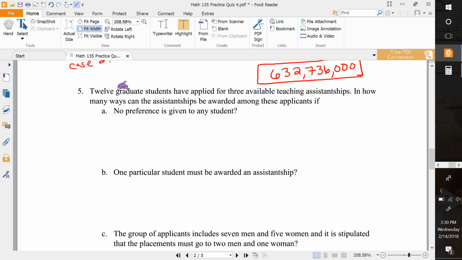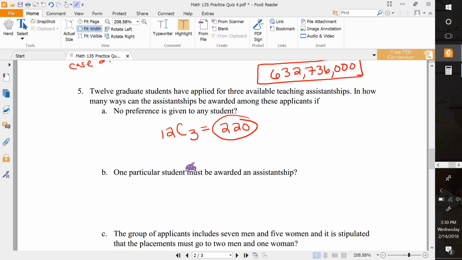We don't care if one of them has a higher GPA than the other. So there's really not any order to this. We're going to be just selecting 3 people from the 12. So this will be 12 choose 3. And on my calculator for combinations, 12 choose 3 gives us a total of 220.